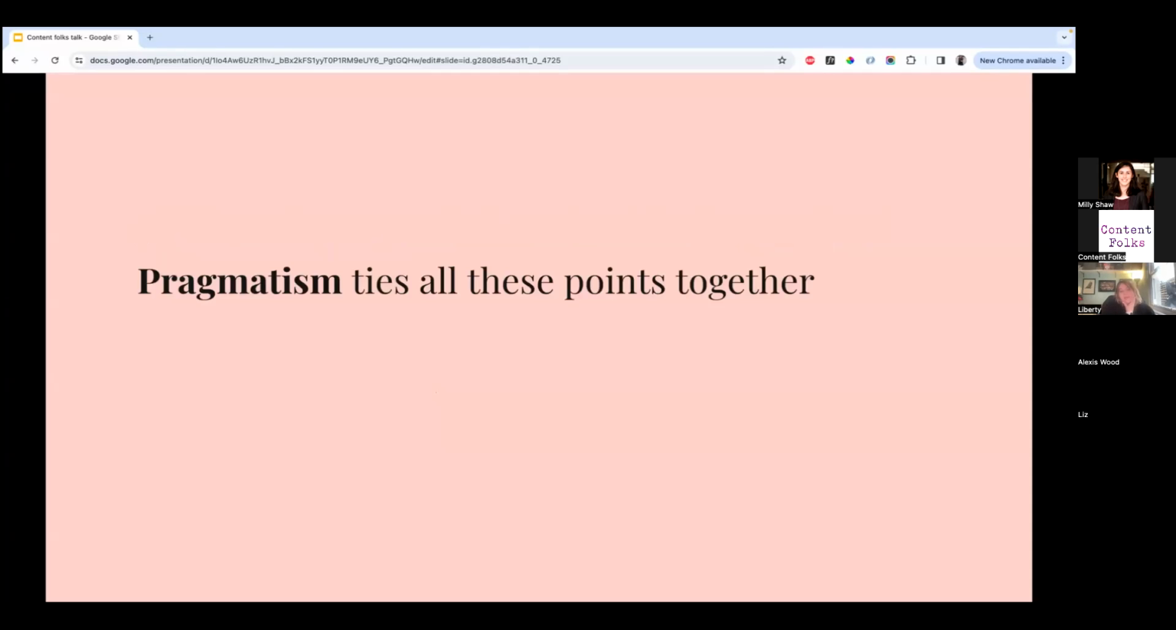Pragmatism, I think, is the thing that ties all of these points together. And I think that my gap between expectation of content design and reality of content design lay in a pragmatism gap. I was not pragmatic as a designer when I started, and now I am more and more pragmatic every day. I talk a lot with my team about the importance of pragmatism. I think if I were to write a content design book, I would call it The Pragmatic Content Designer.